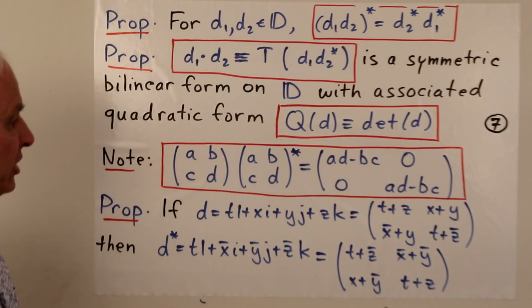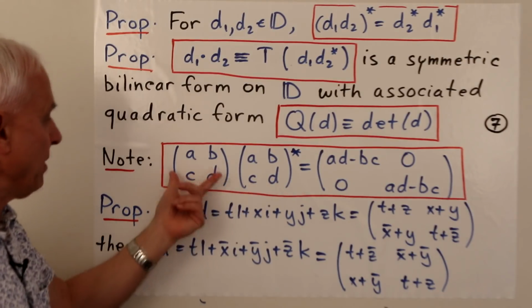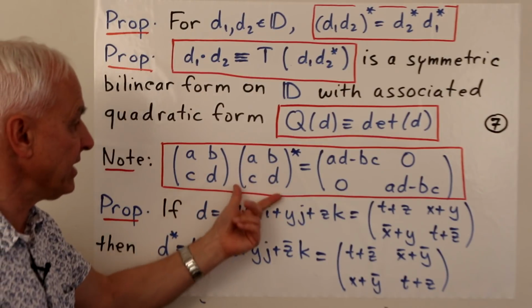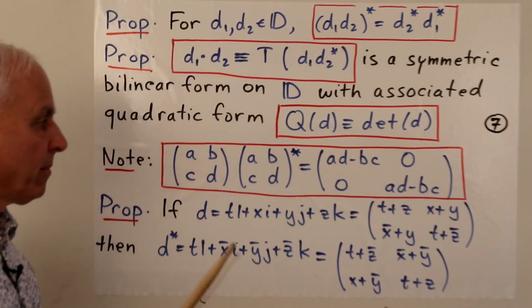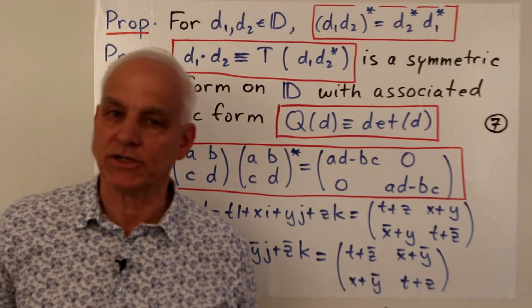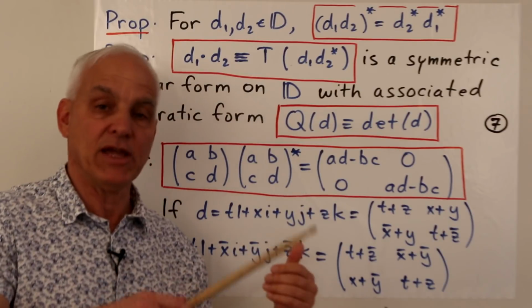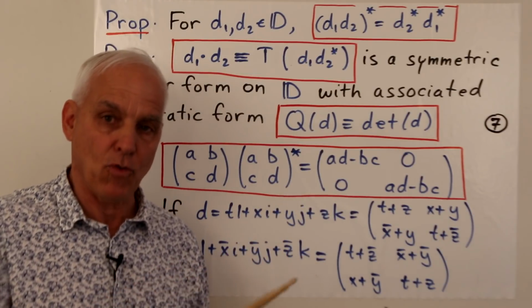Another important calculation is what happens when you multiply a matrix by its adjugate. So ABCD times ABCD star. Please check that you're getting a multiple of the identity matrix. You get, in fact, the determinant AD minus BC times the identity matrix 1, 0, 0, 1.